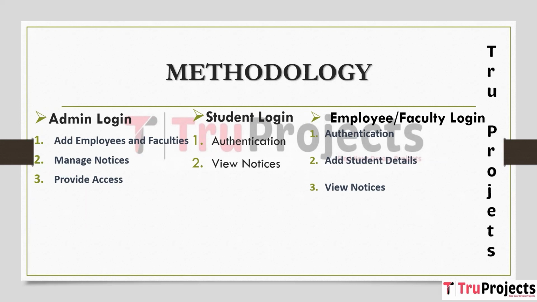The first one is add employee and faculties. The admin can add details of new employees and faculty members. This might include their personal information, contact details, and roles within the institution. Next one is manage notices. The administrator has the authority to create notices, edit existing ones, and delete outdated ones. This helps in keeping the notice board up to date with the relevant information.